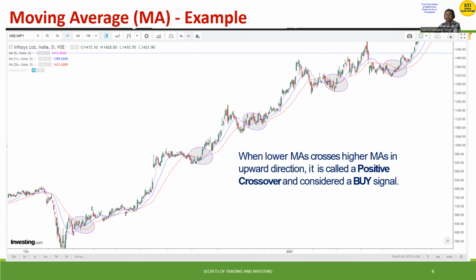Sir, I lost the connection in between. So this 5, 13 and 26, what are these numbers you selected, and on what basis? Correct. These are the numbers that are already given.